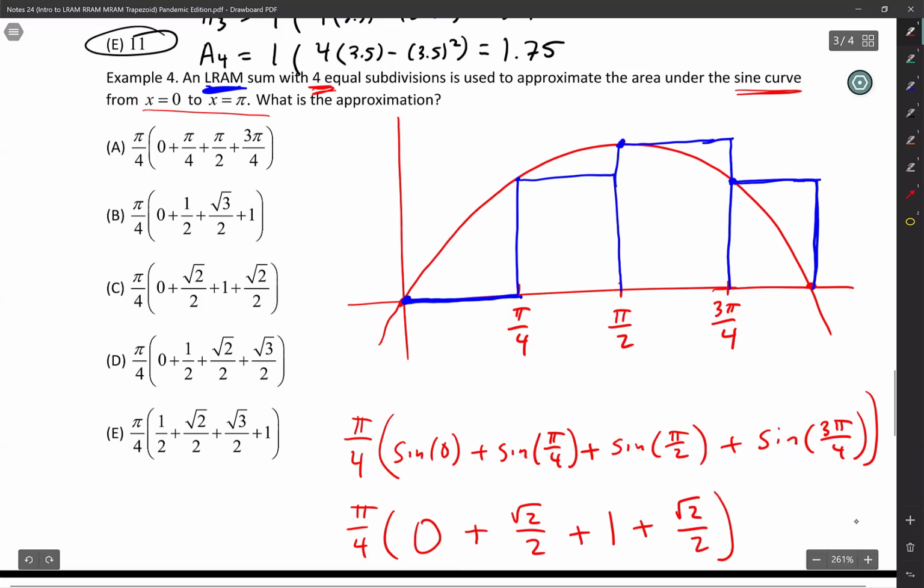Let's see. Were they nice and did they put it in this format? Yeah, they were nice to us. It looks like it's letter C.